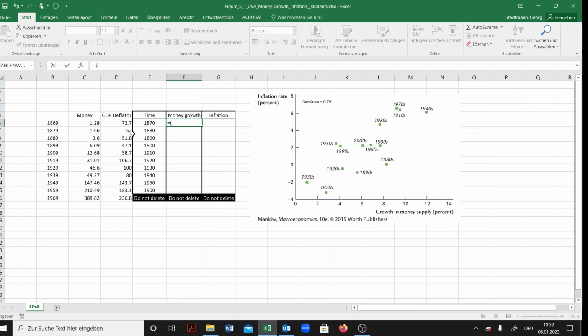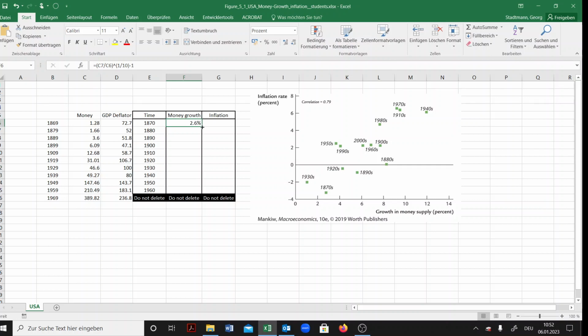The formula is equal to, and then in brackets, C7 divided by C6, and then I have to take it to the power of 1 over 10. I also put the 1 over 10 in brackets, and then I'm subtracting 1. So the growth rate of money supply in the year 1817 is 2.6%.